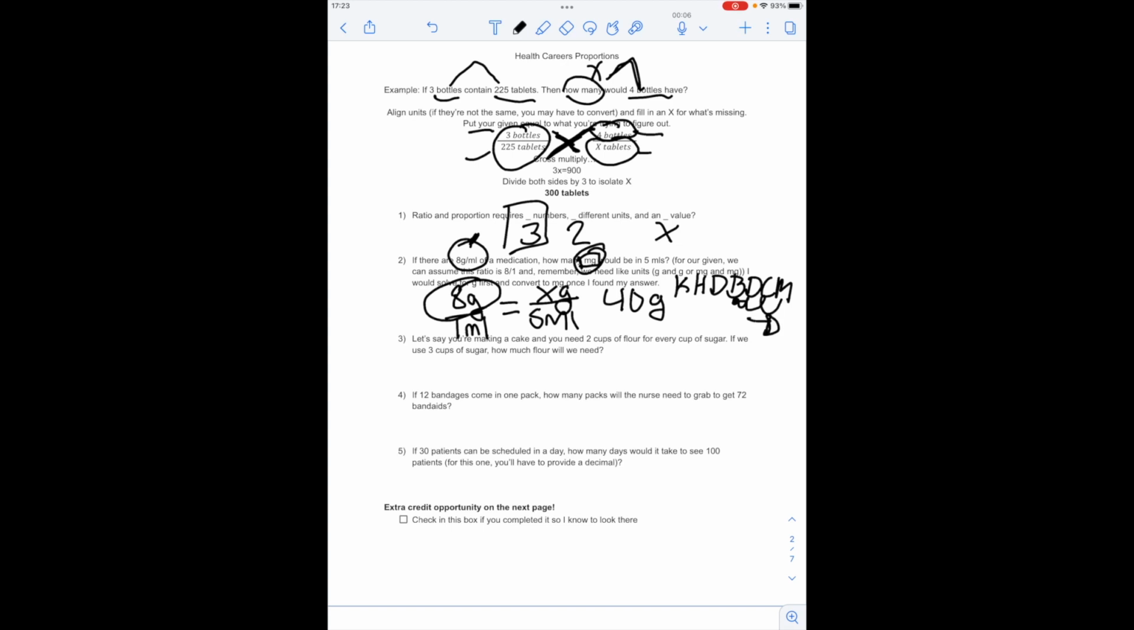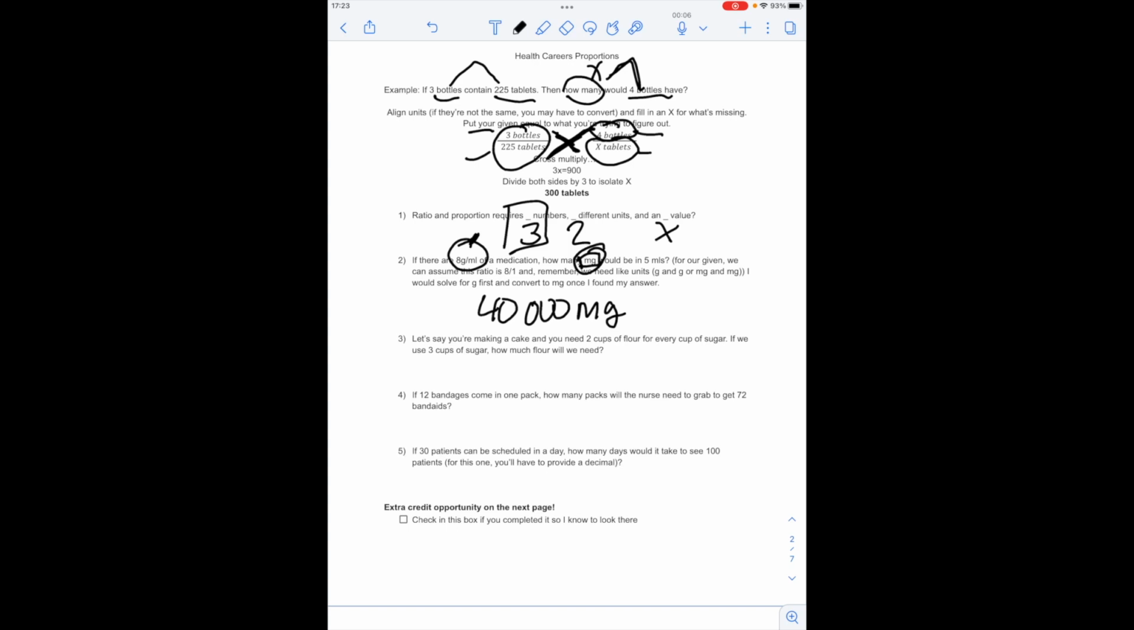So now we're going to do that with our decimal point in 40 grams. 40. 1, 2, 3. So now it would be 40,000 milligrams. Okay, now let's move on to problem 3.